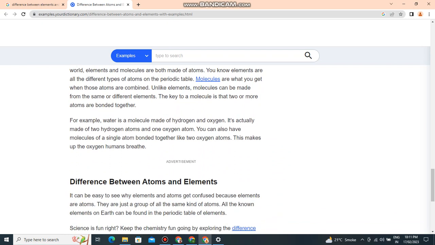For example, water is a molecule made of hydrogen and oxygen. It's actually made of two hydrogen atoms and one oxygen atom. You can also have molecules of a single type of atom bonded together, like two oxygen atoms. This makes up the oxygen humans breathe.